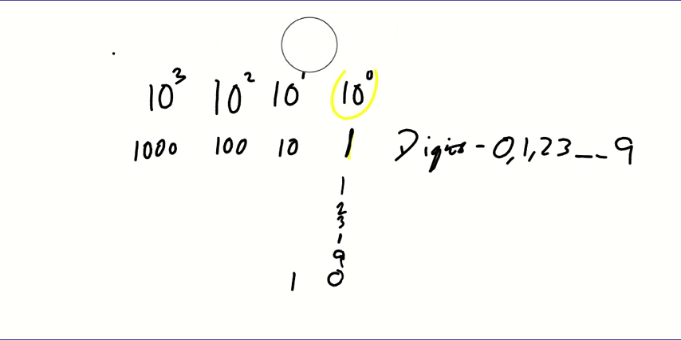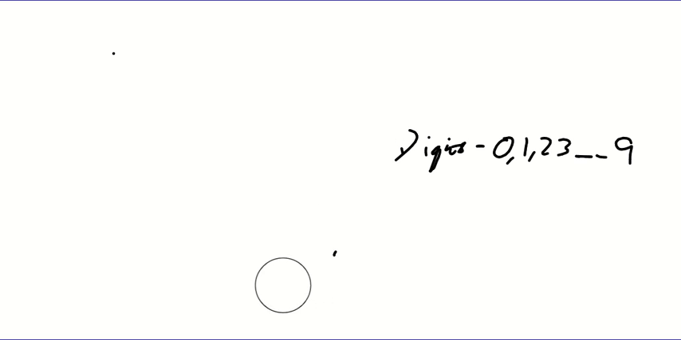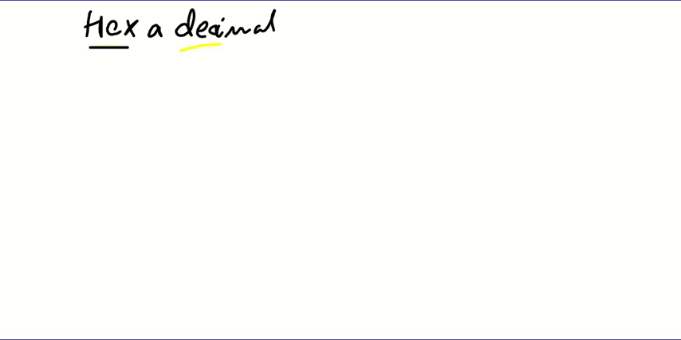So we'll go to base 16, and let's see what we need for base 16. So hex and decimal, hexagon and decagon, that's 6 sides and 10 sides, so that's base 16. Okay, now with base 16 we get the following headings.